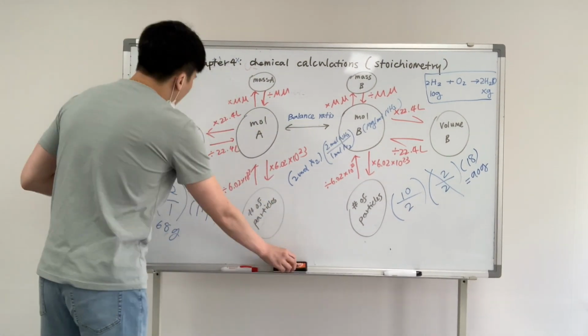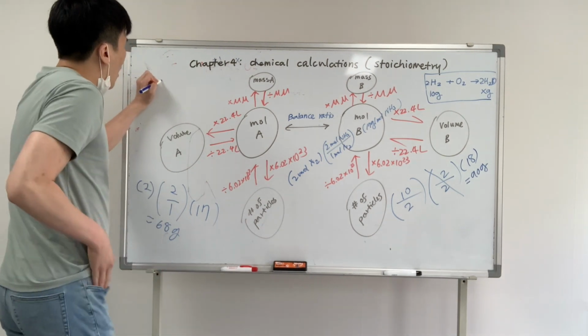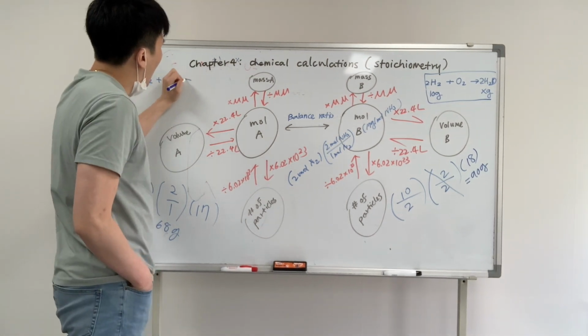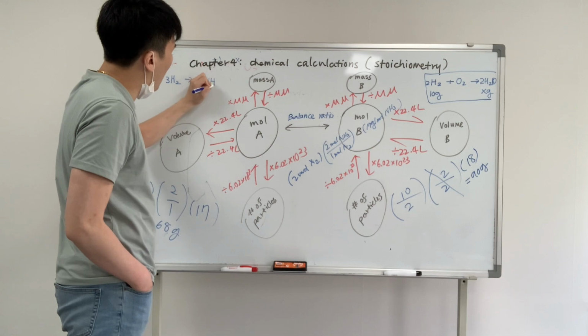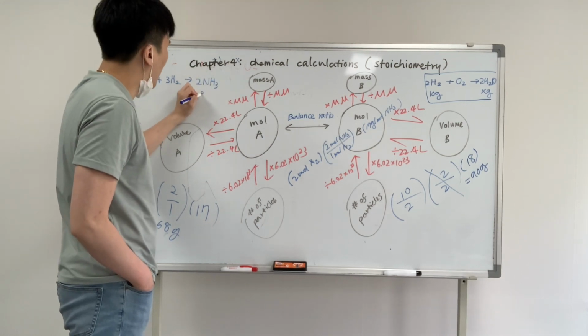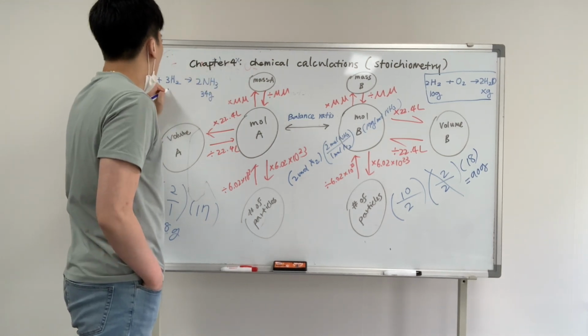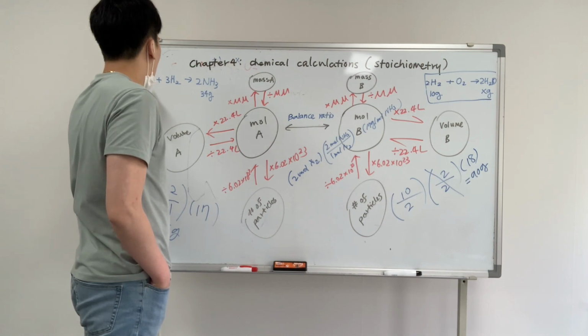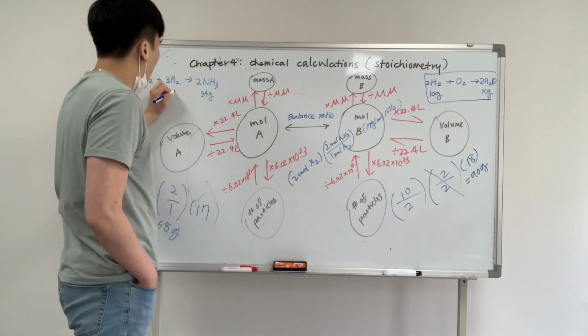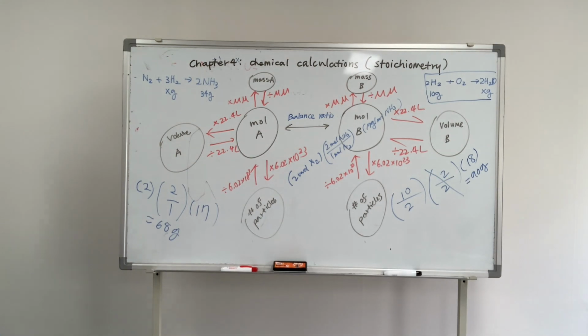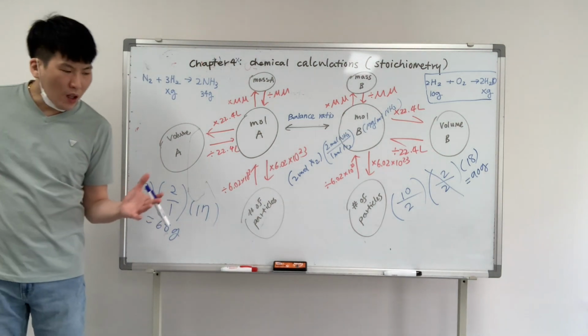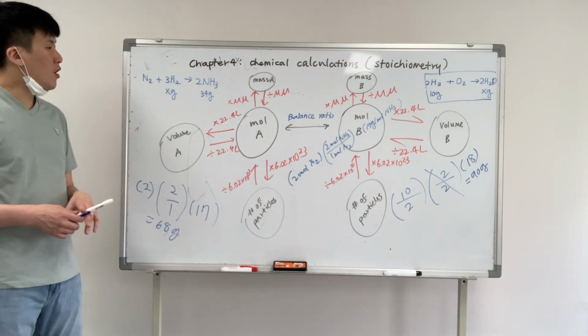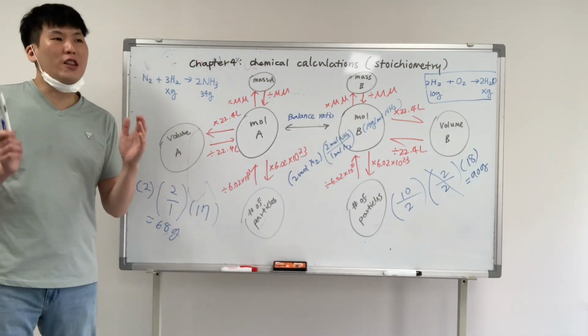So again, I'll use the same example. N2, 3H2, and 2NH3. Okay, so this is kind of like a reverse problem. The question will say, based on this reaction, 34 grams of NH3 is produced. How much H2 did you really use?